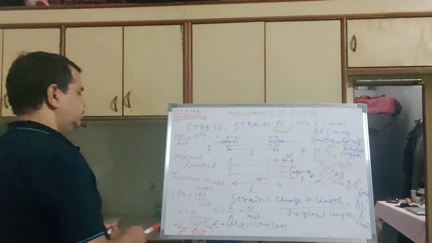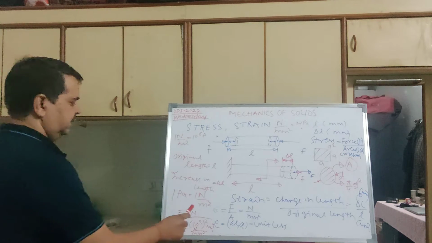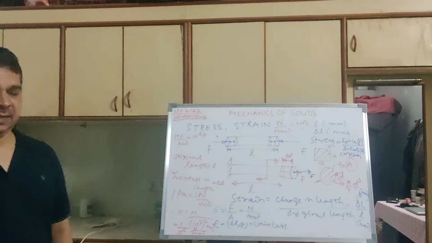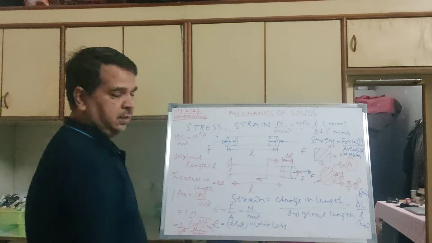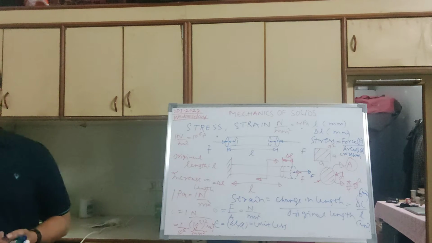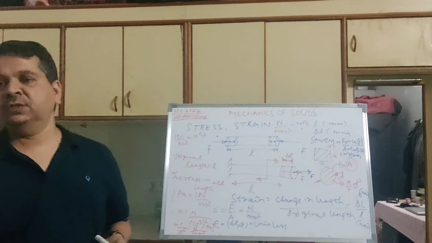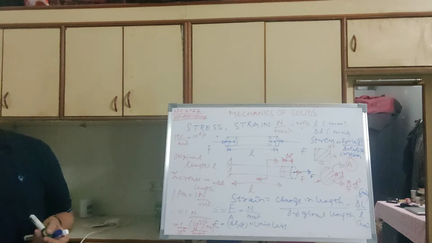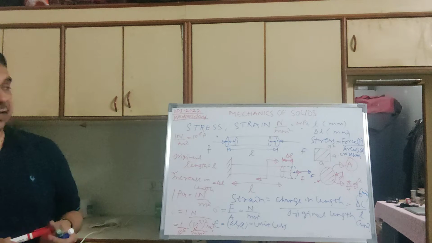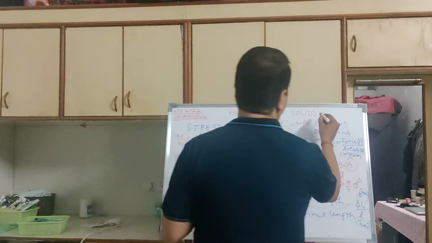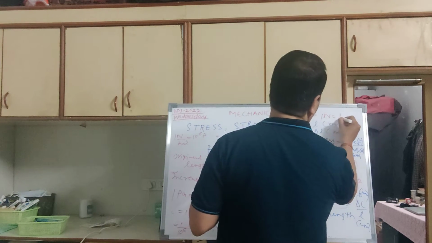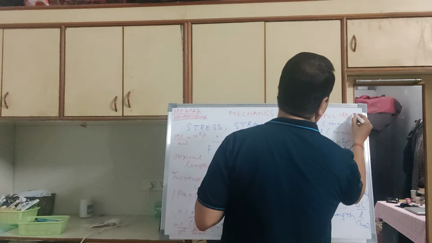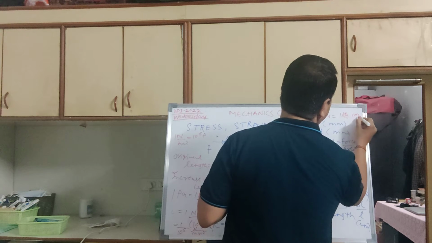Okay. So stress is force by area. Force unit is Newton. So what is Newton? Newton is the amount of force required to create 1 meter per second square acceleration in a 1 kg body. So 1 Newton is equal to 1 kg into 1 meter per second square.